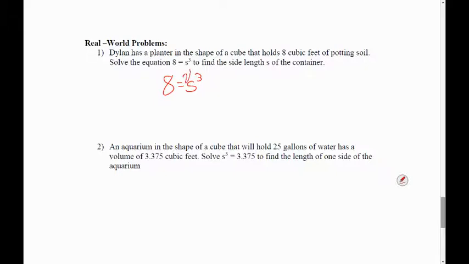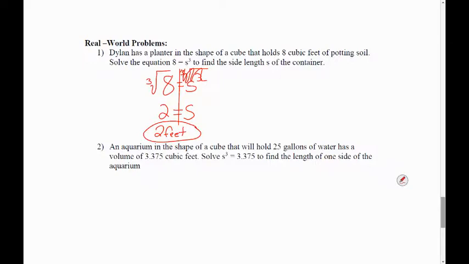So to get rid of that power, again, we use the radical symbol, but this time we have to use the little 3 in front of it so that it cancels out the cube. Over here on the right side of our equation, those two cancel each other out. And what number times itself, and then times itself again, would give us 8? That would be 2. And because this is a real world problem, we have a label that goes with it. So each side would be 2 feet in length.